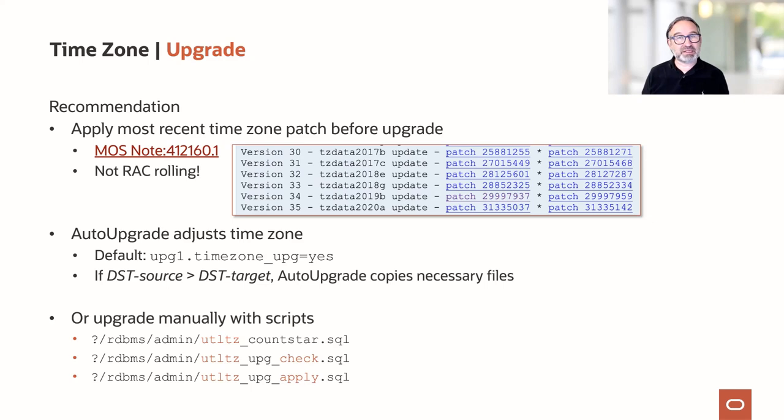You can also trigger a time zone upgrade manually. The check script is important because it does a pre-check window and then applies the real changes to the time zone version of your database. It restarts the database twice. First of all, in upgrade mode to change the dictionary, and then afterwards, the regular data will be changed.